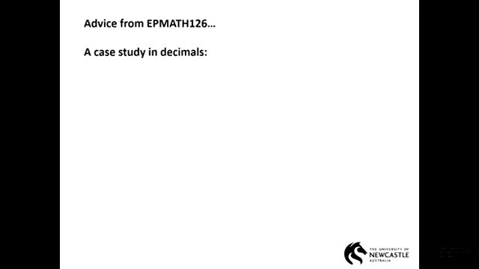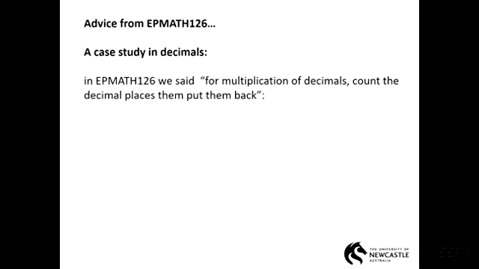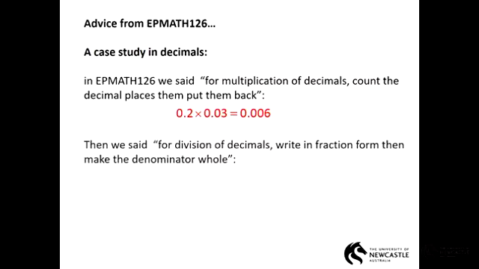I've just chosen decimals. Now, last semester, we don't have to remember it, but last semester we talked about when we multiply decimals, all I've got to do is count the decimal places and put them back. So there were 3 decimal places in the question, 1, 2, 3, and 3 in the answer. That was our method. And when we divided them, it was a different method. We said, put it as a fraction, times it by whatever makes it a whole number, and then do the division. Again, that knowledge is null and void.